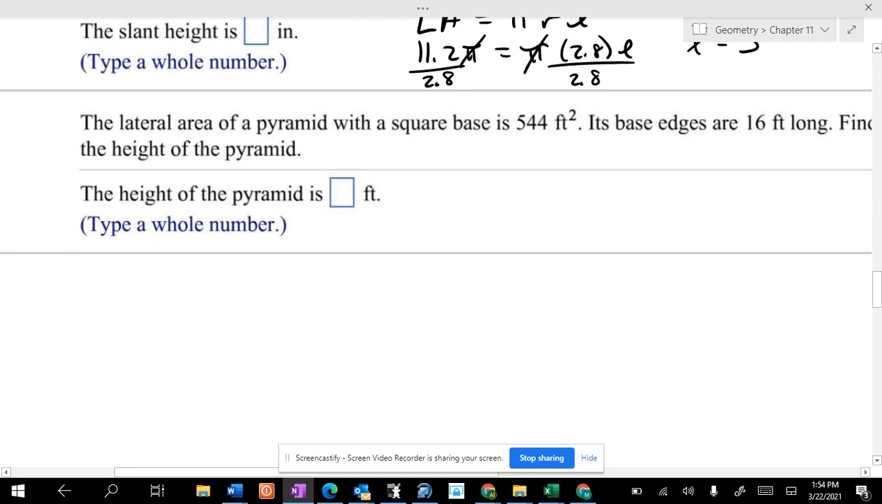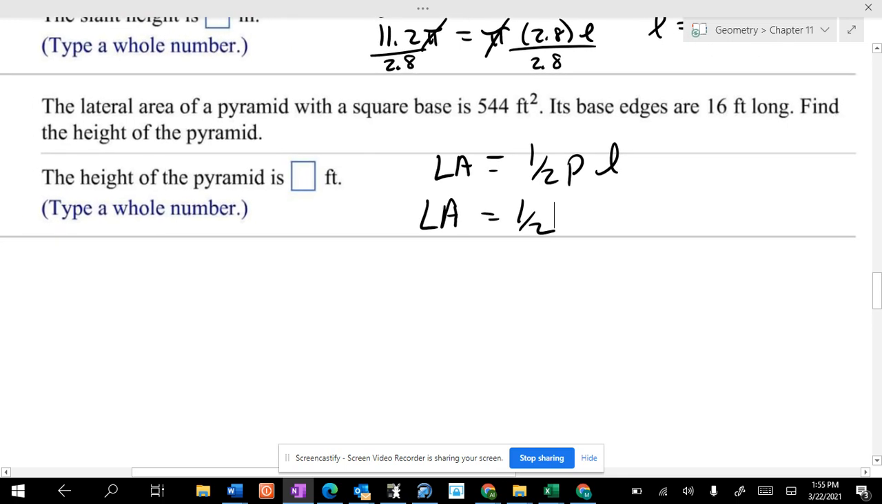And finally, the lateral area of a pyramid is 1/2. Oh, why am I putting a pi in there? Lateral area of a pyramid is 1/2 the perimeter of the base times the slant height. So the lateral area is 1/2 the perimeter of the base, and the base edges are 16, and it's a square base. So that's 64. And you're looking for the height. Well, we got to find the slant height first. So 544 equals 32L, divided by 32.